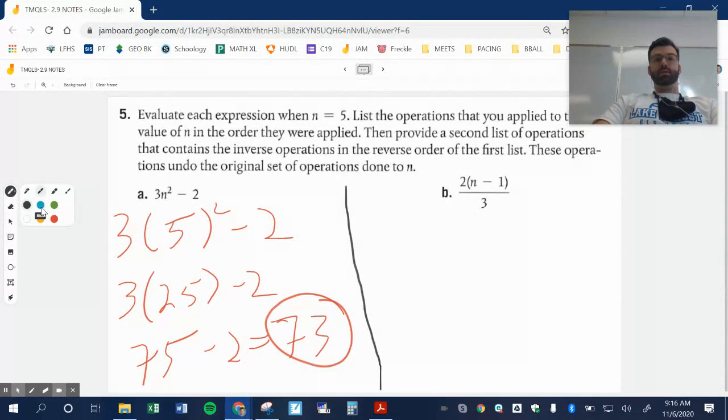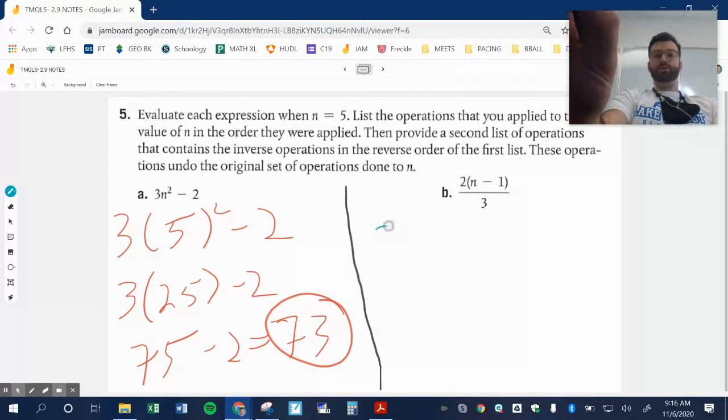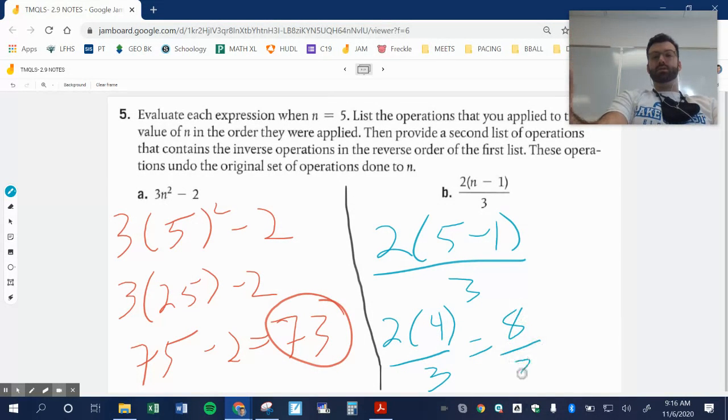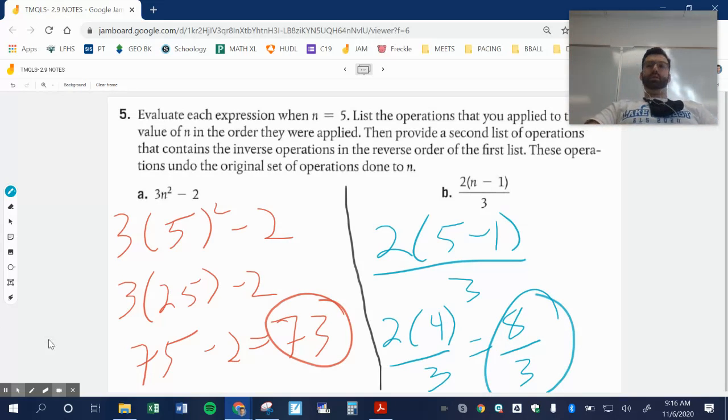Okay. Last one, 2 times 5 minus 1. Remember, PEMDAS, parentheses first. 5 minus 1 is 4. So that's 8 over 3. And I can just leave it like that. Okay, it's technically 2.6 repeating. But we'll just leave it like that.